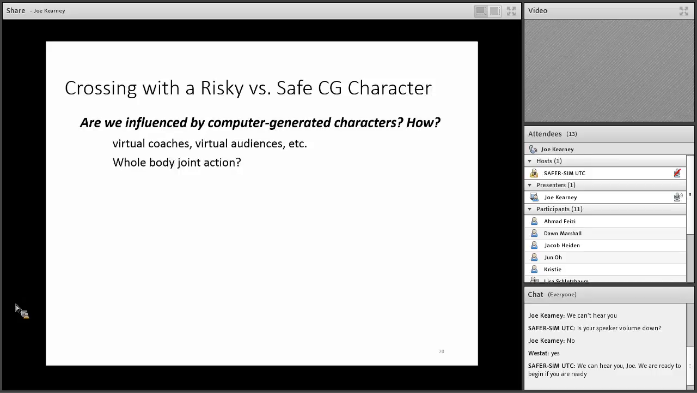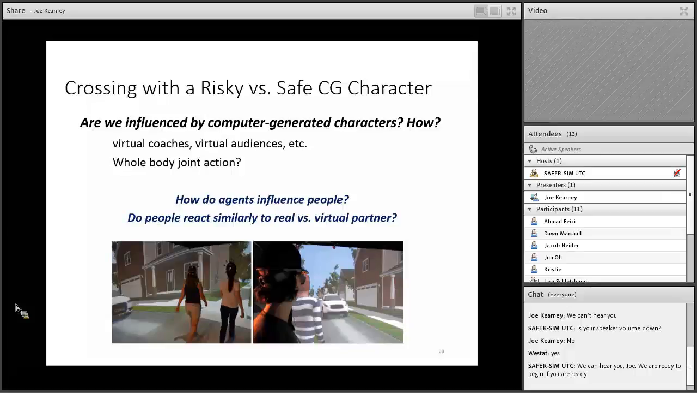We wanted to see, actually, there were two questions we wanted to ask. One was, how will a computer-generated walking agent, Carl, that you see down there in the picture to the right, influence the people crossing with it? If it is risky, will they be more risky? And second, we wanted to look at how people interact with real versus virtual partners in order to compare the difference in performance. How do you interact with a virtual character in a virtual environment?